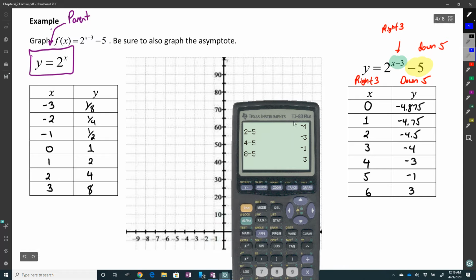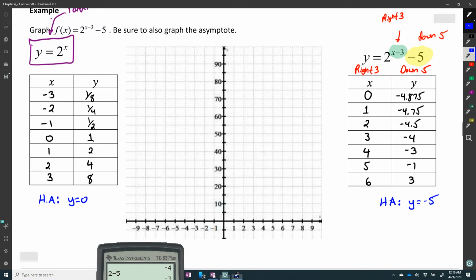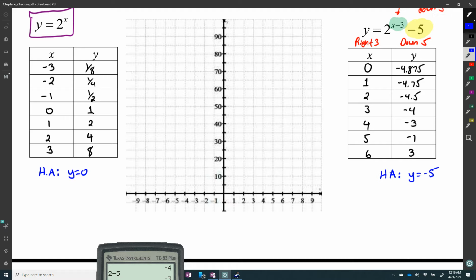All right. Now, as far as horizontal asymptotes go, the original one, by default, the horizontal asymptote is y equals 0. But since I'm going down 5, my horizontal asymptote here is y equals negative 5, because we went down 5. So let's try to graph it. And the values are kind of close to each other, so I'll do my best. But if each tick mark is 5, that means that the horizontal asymptote is here at negative 5.